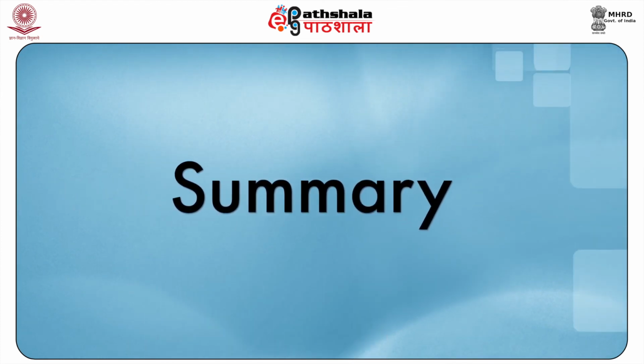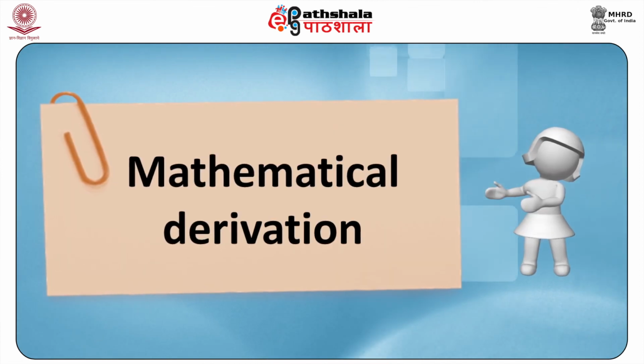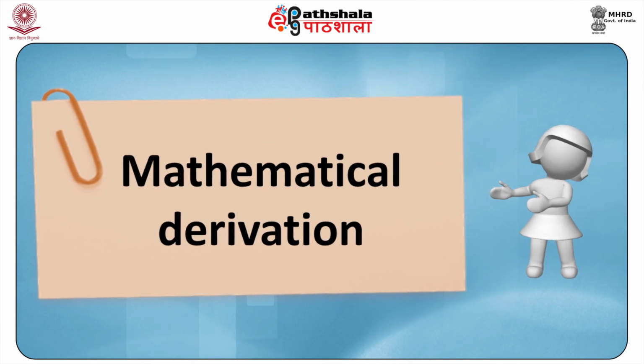Let us summarize what we have studied till now. In the mole ratio method, its mathematical derivation, applicability and limitations have been described. The Turner and Anderson's method for metal-ligand ratio has been discussed along with its limitations. The Yatsimirskii method, which is used especially for systems in which more than one complex absorbs, has also been elaborated with its mathematical derivation.